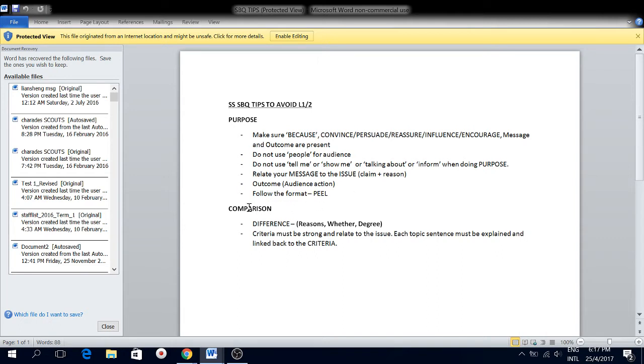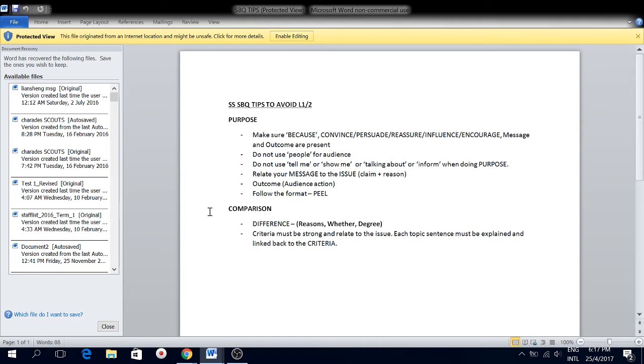Next thing, relate your message to the issue. Your message cannot be an isolated message. It needs to tell me something related to the issue. So check your message if there are things related to the issue or not. More than likely it will either support the issue with a valid reason, or does not support the issue because of this reason.